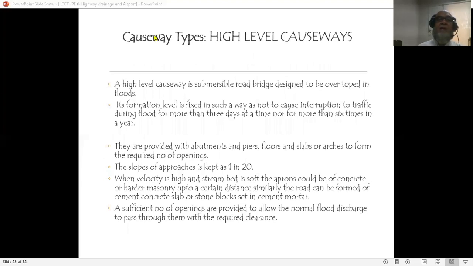A high level causeway is a submersible bridge that is overtopped in floods. Its formation is such that it does not cause interruption to traffic during floods for more than 3 days at a time, and not more than 6 times in a year. They are provided with abutments and piers, floors and slabs to form the required structure. The slope of approaches is kept at 1 in 20. When velocity is high, the aprons are hardened with concrete up to a certain distance, then the road can be formed of cement concrete or stone blocks set in cement. A sufficient number of openings are provided to allow the normal flood discharge to pass through them with the required clearance.